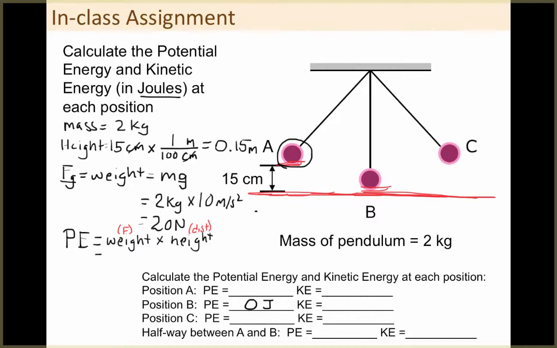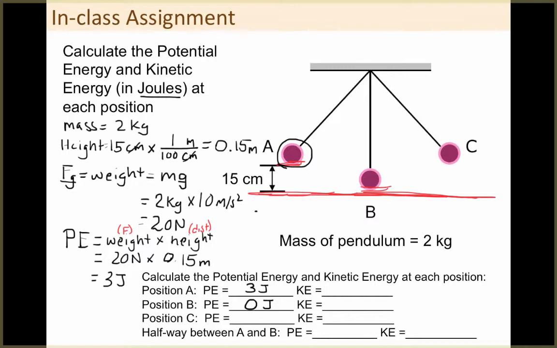In the case here of our potential energy, we have a weight of 20 newtons, and we have a height of 0.15 meters. If I calculate that out, it's going to be 3 newtons times meters, and newtons times meters is a joule. So this is 3 joules. This is what my potential energy is at position A, 3 joules.